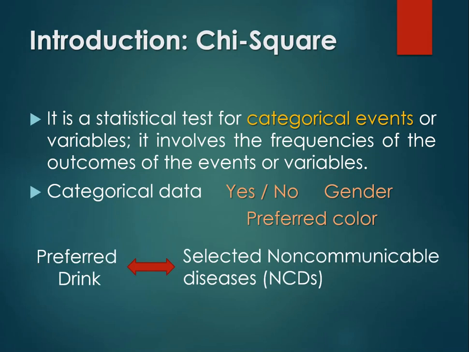An example for testing categorical events would be we want to see whether there is a relationship between preferred drink and selected non-communicable diseases. Or you can also check the strength of a relationship between gender and the preferred book type.